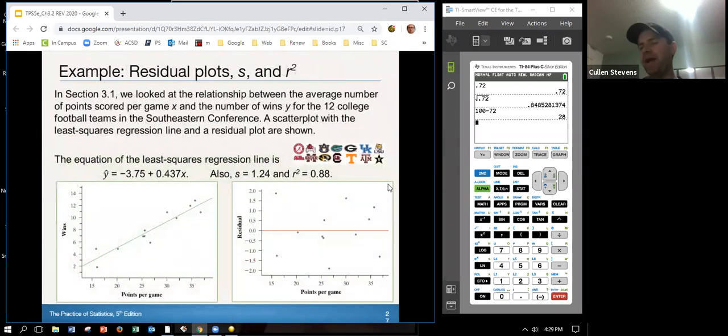So let's go way back to section 3.1. We were talking about points per game and the number of wins in the SEC, right? And so we have this scatter plot. So we bring it back. Here's the equation, the least squares regression line for that scatter plot. Also, we see that S is equal to 1.24 and that R squared is 0.88. So we're going back to what does all this mean? Practicing here again with this data set, what does all this new stuff mean? And we can also see the nice residual plot next to the line as well.